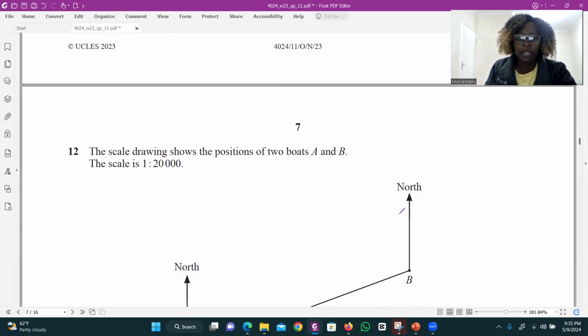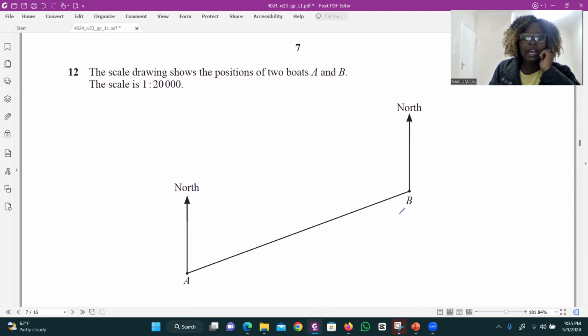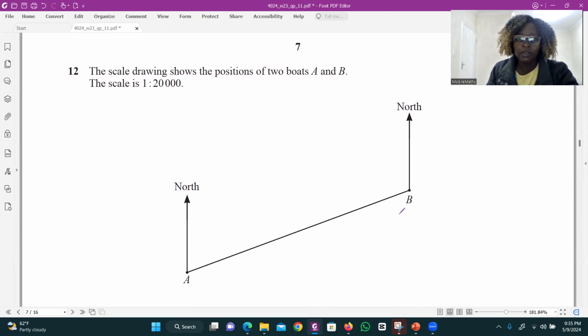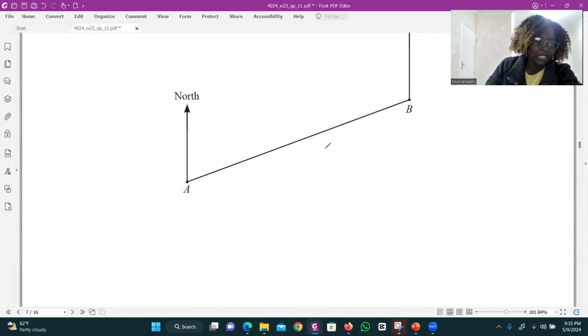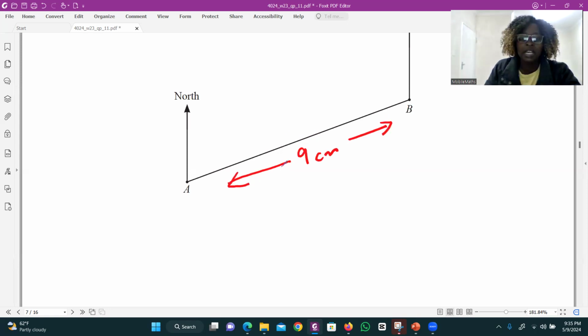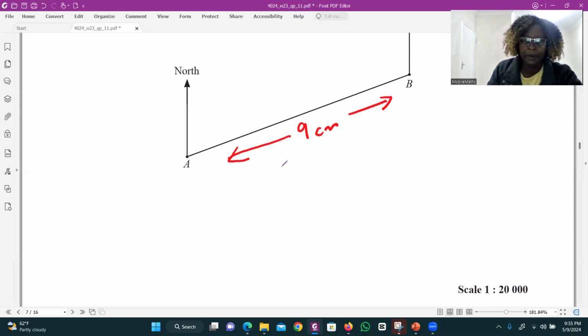Let's move on. Okay, I've got a bearing. The scale drawing shows the positions of both A and B, and the scale is 1:20,000. Now they want us to find the actual distance of A from B in kilometers. When I measured this whole distance, I got 9 centimeters. But the answer is in the range from 8.8 to 9.2. So if you are within the range, you are okay.